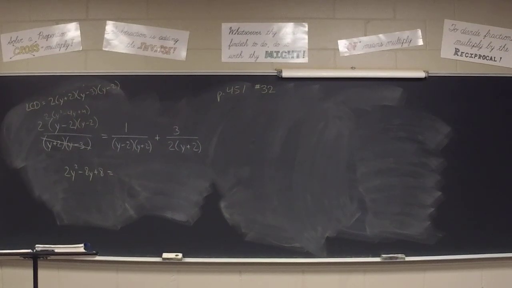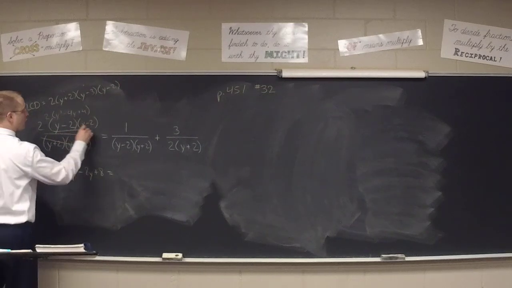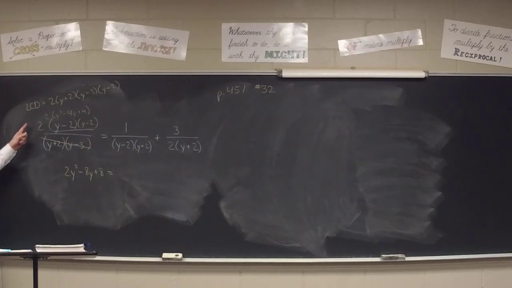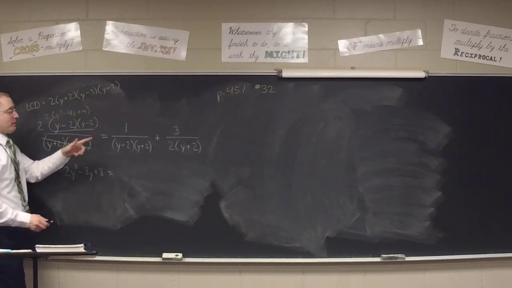Did you get 2y squared, negative 8y, positive 8? Start with the binomials. Distribution's easy. Save it for last. Get the binomials while they're still really basic. Y squared minus 4y plus 4, then distribute the 2. All right, come to the next one.